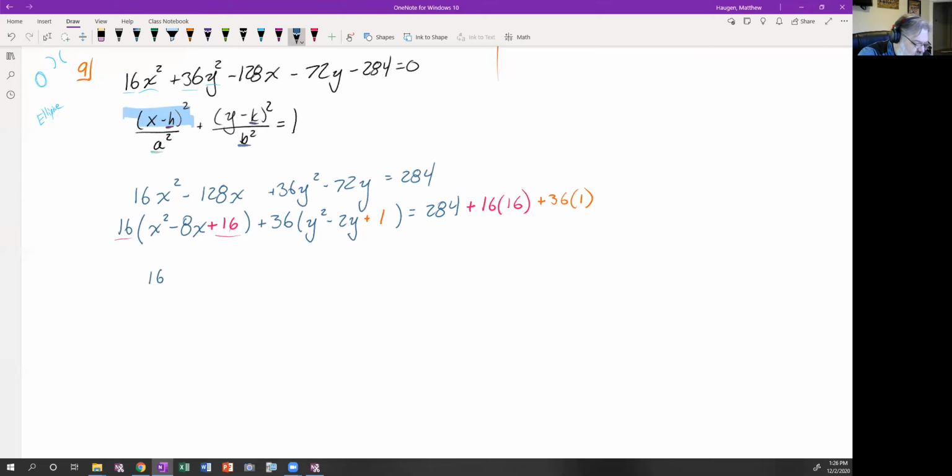But then we'll get a nice 16 times (x minus 4) squared plus 6 times (y minus 1) squared equals, what is 16 times 16? Is it 256? All right. Plus 36 plus 284 is, I don't know, 6, 1, 9, 7, 1. Is that 576? Cool. 576.